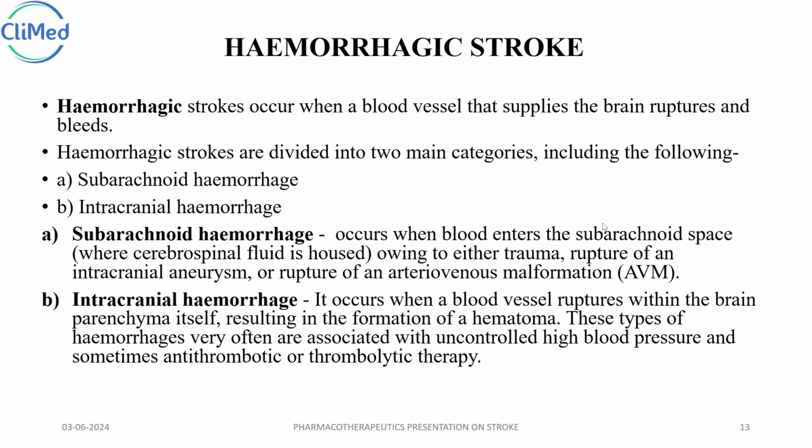Intracranial hemorrhage is when the bleeding is occurring within the brain parenchyma, which results in the formation of a hematoma. This can be because of high blood pressure. Sometimes it is mainly because of high blood pressure.